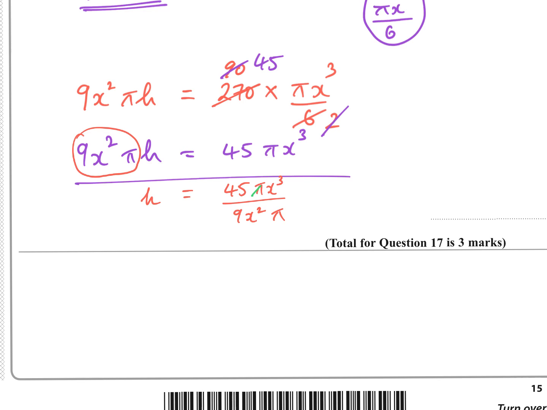So the pi's cancel. The x squares cancel with 2 powers of x here to leave just x. And then 9 5s are 45. So h is just 5x. So not too bad. Sorry if I was a bit slow for that question, but that's how I would do it anyway.